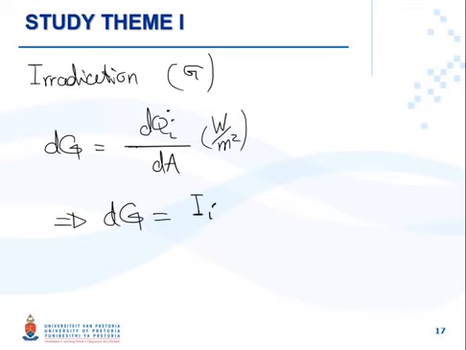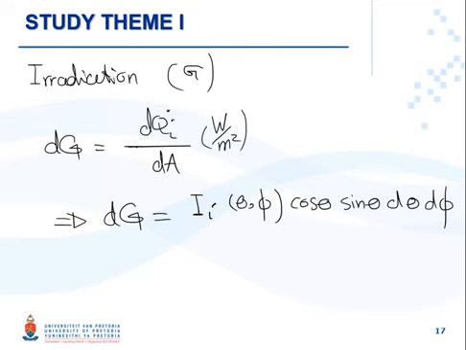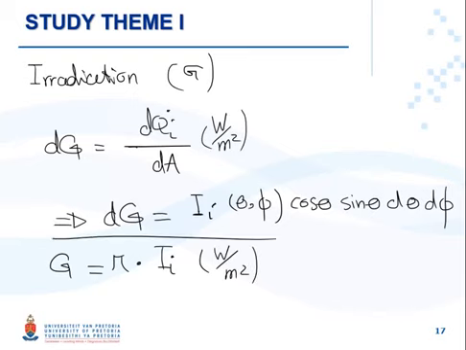which is the incident radiation I_i, cosine theta, sine theta d theta d phi. And if we follow the same procedure for irradiation, we can say that irradiation is equal to pi I_i, in watt per m2.